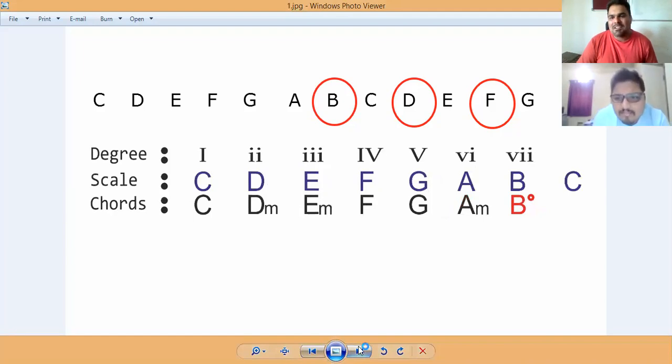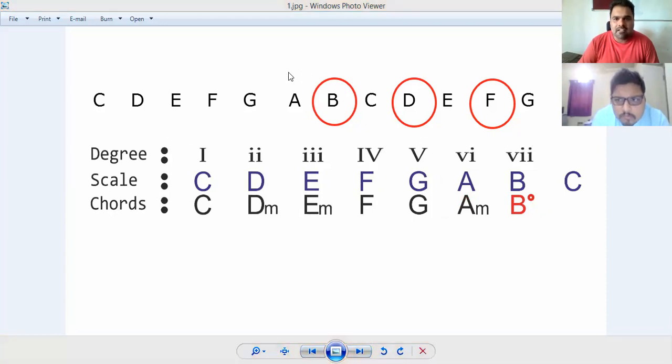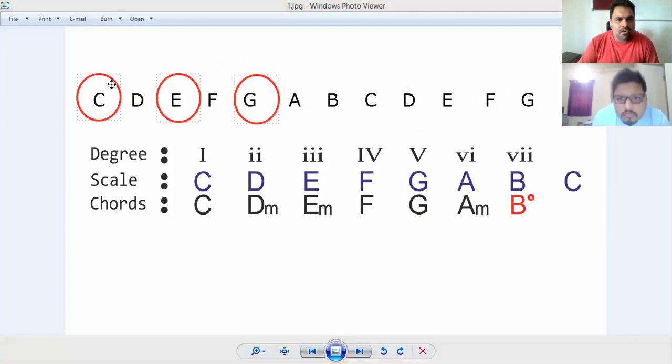Okay. So coming back to the C major scale. Now what happens is there are two aspects to this. The first aspect is how we create the chords. What I showed you over here is how the chords are created. Yes, this showed you how the chords are created.